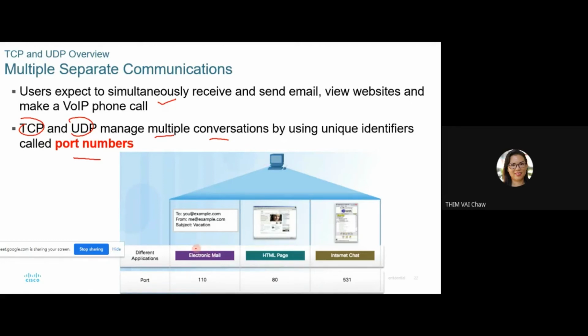When your application is a well-known application like HTTP, the port number is 80, fixed already. That is on the server side, not your PC. When you connect to the web server, the web server uses port number 80 to talk to you, and you also have your own port number. Your PC has its own dynamic port number. Later on, I will explain.